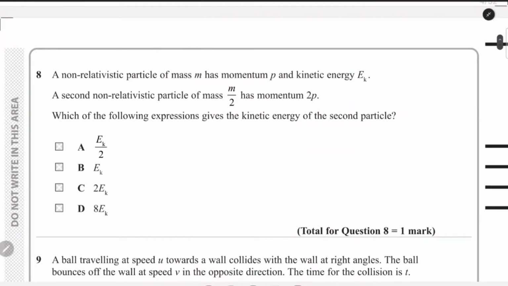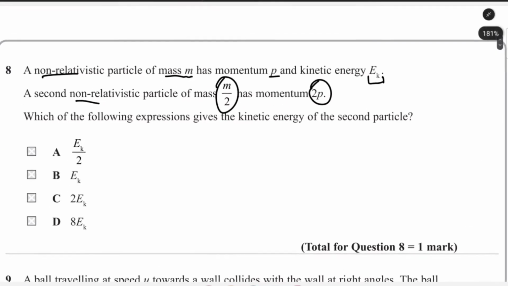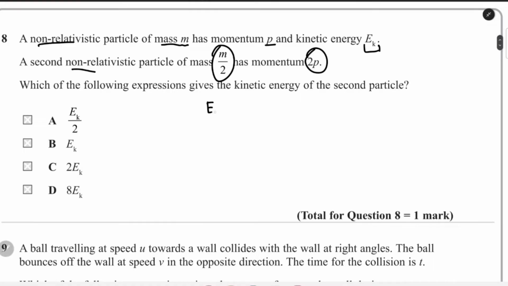In question 8, we are given a non-relativistic particle of mass m, momentum p and kinetic energy Ek. And we are given a second non-relativistic particle of half the mass and double the momentum. We have to find the expression for the kinetic energy of the second particle. We know that the kinetic energy is half mv squared and the momentum is m times v.